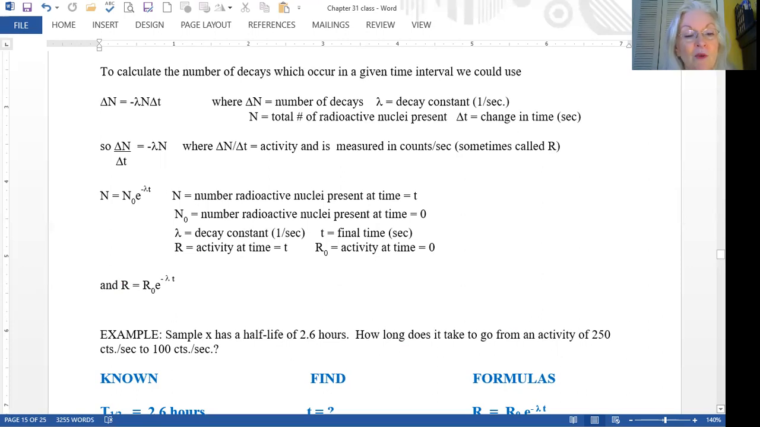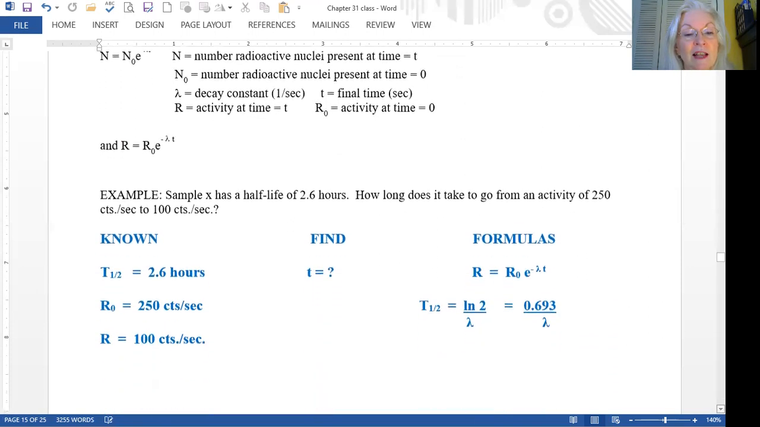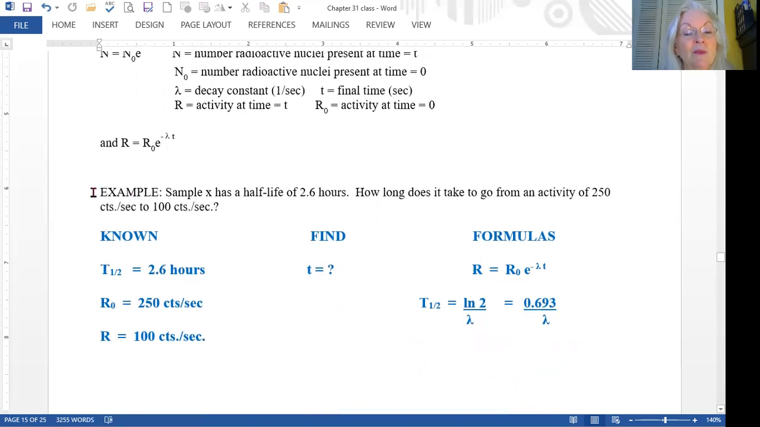If we scroll down to our first example, we have an unknown sample with a half-life of 2.6 hours. So in our knowns, the half-life equals 2.6 hours. The question is, how long does it take? Little t is what we're trying to solve for, to go from an activity of 250 counts per second to 100 counts per second. The 250 counts per second will be our starting rate, R sub 0, and the 100 counts per second will be our ending rate.